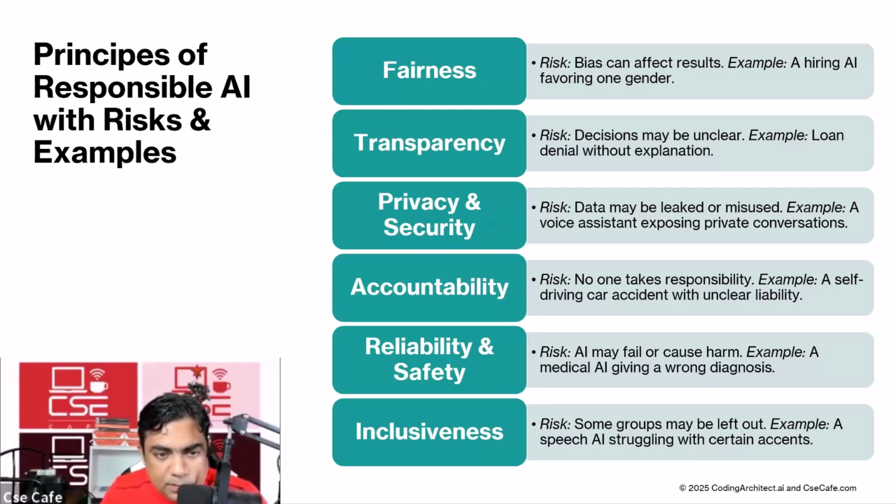I see a pop-up. Make sure you understand those risks before you work with any AI tool. And accountability. What is the risk? No one takes responsibility. Example, a self-driving car causing an accident with unclear liability. And also reliability and safety. What is the risk here? AI may fail or cause harm. Example, a medical AI giving a wrong diagnosis. Finally, inclusiveness. Some groups may be left out. Example, speech AI struggling with certain accents.